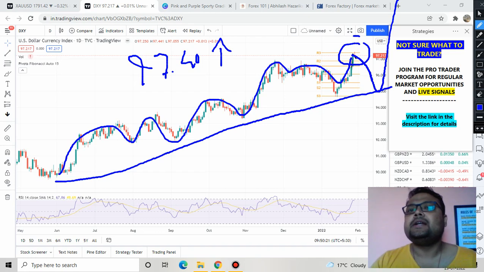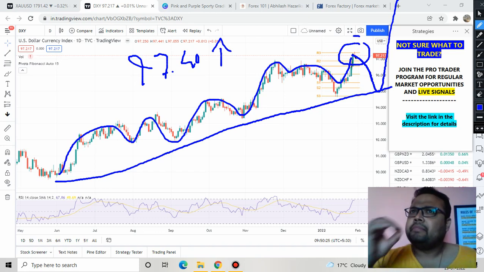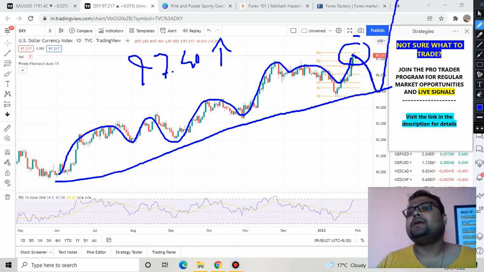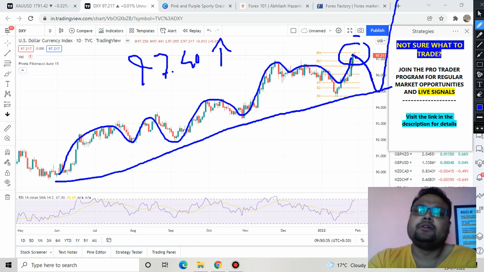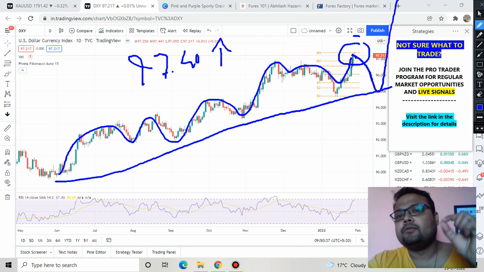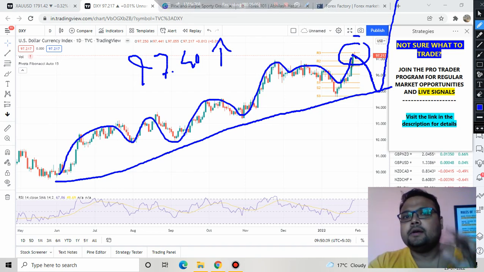But if we consider the daily chart, then yes, there will be some retracement. There is also a good possibility that after hitting the 97.70 level, dollar will be coming down. But yes, retracement should be there for US dollar.